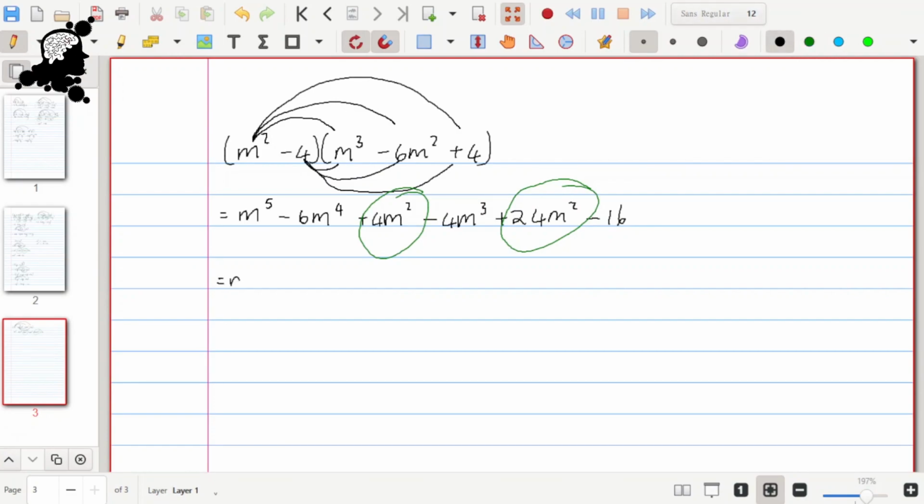We are going to get m to the power 5 minus 6m to the power 4. Then 4 plus 24, that's going to give us positive 28m squared minus 4m cubed minus 16. There we have it, ladies and gentlemen. We've answered the question. Life is great.